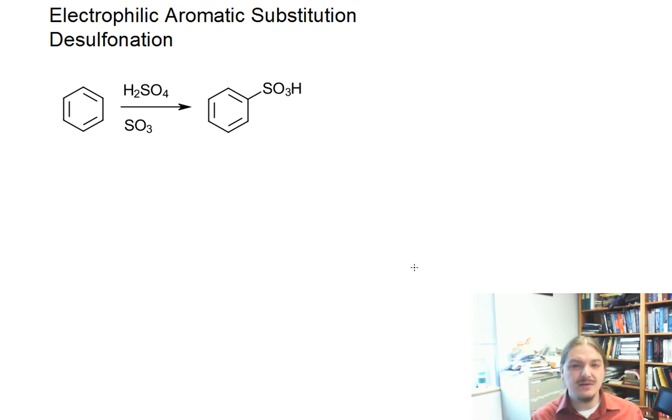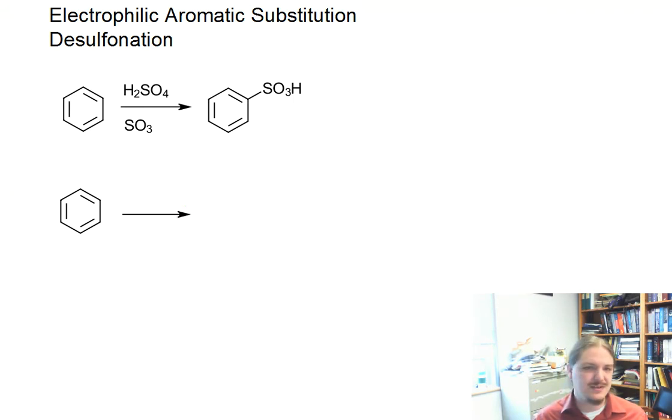Hello. In this video, I'm going to talk to you about desulfonation. So I'm showing you here the reaction for electrophilic aromatic substitution, sulfonation. So it's conversion of benzene to benzene sulfonic acid. But unlike all the other electrophilic aromatic substitutions, well, let me back up. Most electrophilic aromatic substitution reactions are difficult to reverse, but this reaction can be reversed.